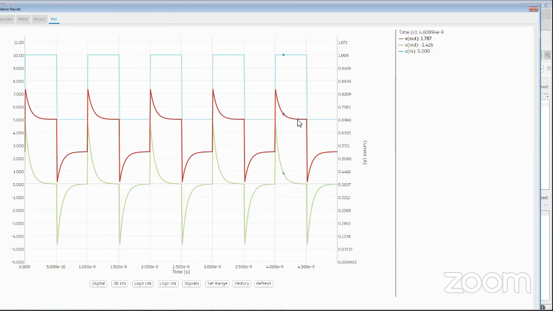And again, this is a very simple example. Basically, if you look, it's almost as if the DC offset changed a little bit.